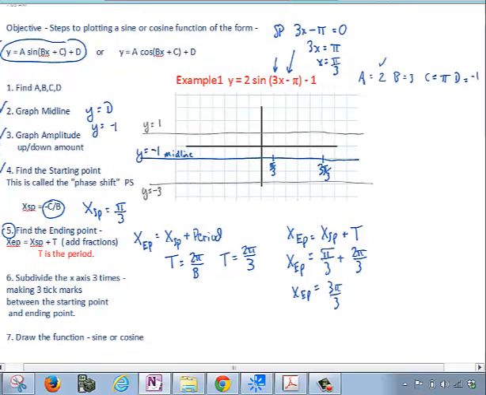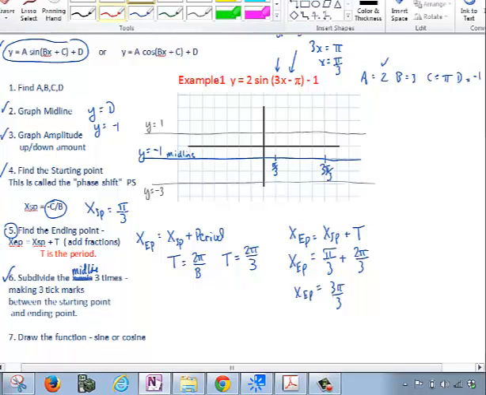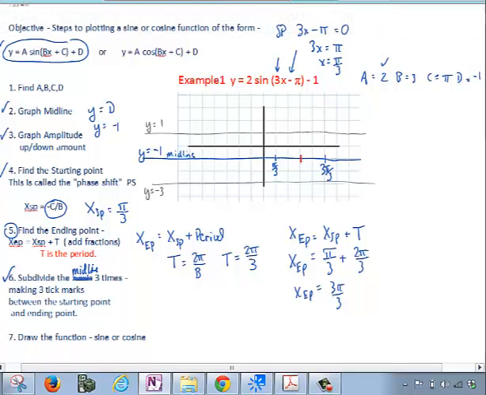The next part of the process is to subdivide the x-axis, or the midline, 3 times, because we need to get 4 even intervals. So in red pen, I'm going to subdivide my interval once, then subdivide this interval once, and this interval once. So I get 4 even intervals. I don't even care right now about marking the interval tick marks. I just want to make sure I have 4 even intervals, or 5 tick marks total.